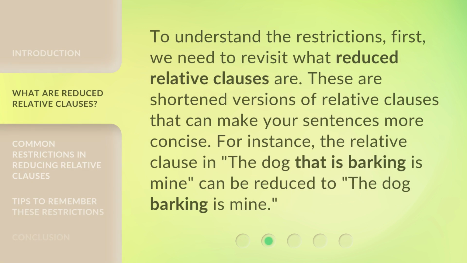To understand the restrictions, first, we need to revisit what reduced relative clauses are. These are shortened versions of relative clauses that can make your sentences more concise. For instance, the relative clause in "the dog that is barking is mine" can be reduced to "the dog barking is mine."